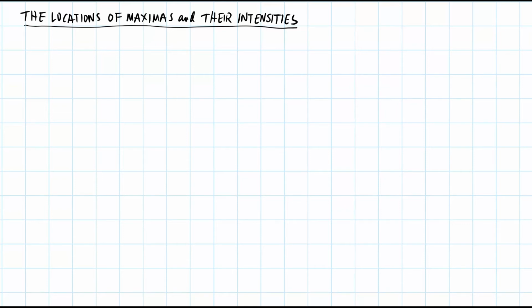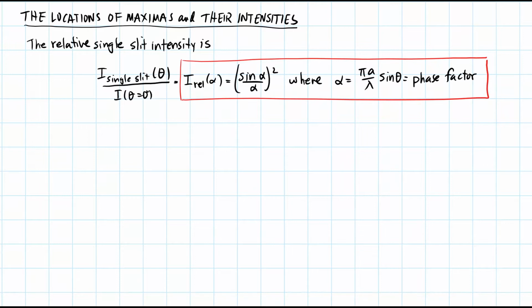The locations of maximas and their intensities. The relative single-slit intensity is the intensity at some angle theta divided by the intensity at 0 degrees, which is the central maxima peak, and that is I relative as a function of alpha equals sine alpha divided by alpha quantity squared, where alpha is pi a divided by lambda sine theta, which is a phase factor.